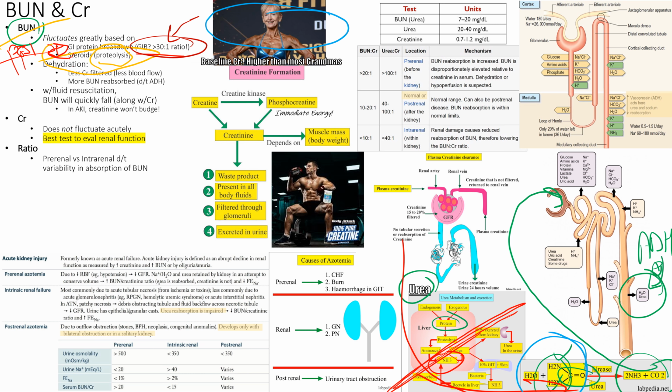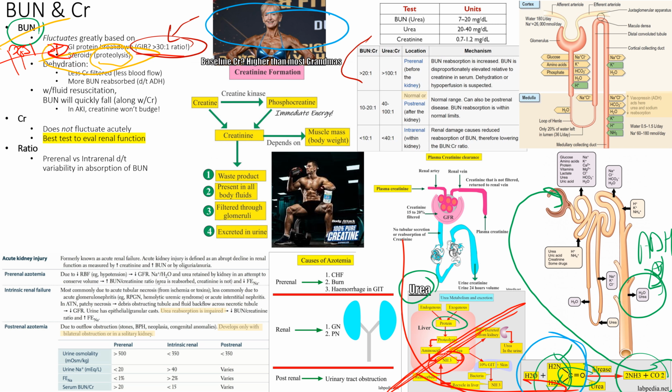Okay. If it's greater than 20-to-1, that's what we talked about, pre-renal failure. Okay. And can a GI bleed cause pre-renal failure? Yeah, if a GI bleed is bleeding enough, right? It starts bleeding and bleeding and bleeding and causes hypovolemia, then yes, you can get pre-renal failure out of it. Okay, all right. So BUN will go up with protein intake and with steroid use.